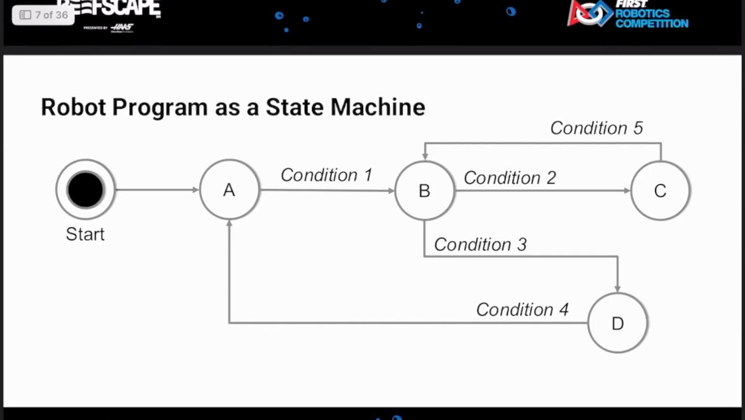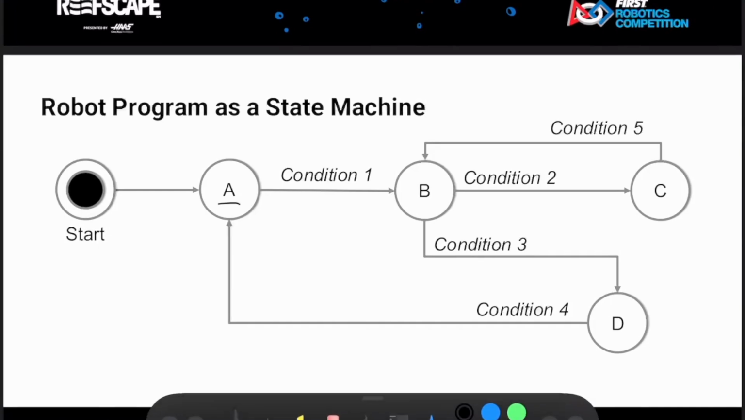And so here's kind of what you can look at if you visualize a state machine. You start here, and then you go to state A. If condition 1 happens, something happens, now you're in state B. And then you stay in state B until either condition 2 or condition 3 happens. If condition 2 happens, you go to state C. In state C, if condition 5 happens, you go back to state B.